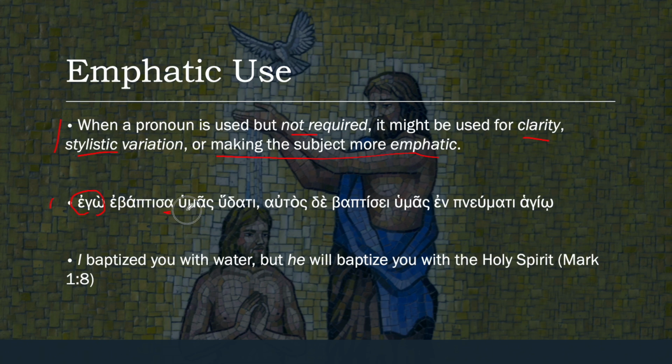I baptized you with water, but he will baptize you with the Holy Spirit. So there's a contrast here, and there's an emphasis. John is saying, I performed this kind of baptism, but he, that is Jesus, will perform a different ministry of baptism. So that's why these personal pronouns are used in this sentence for emphasis.